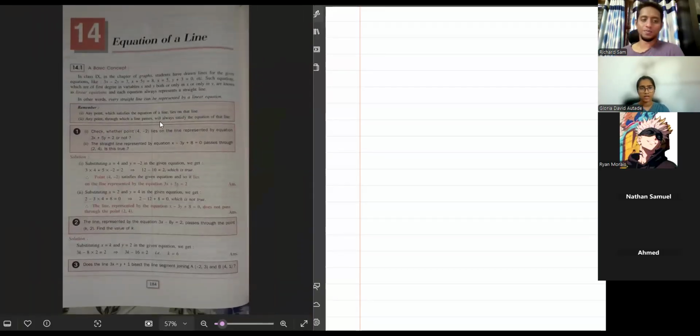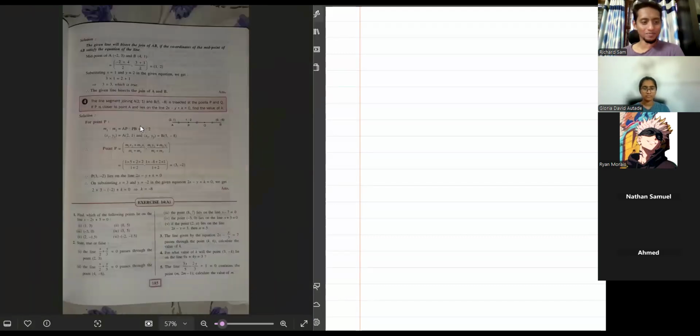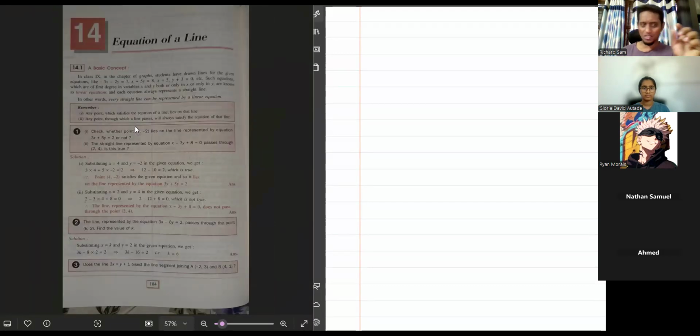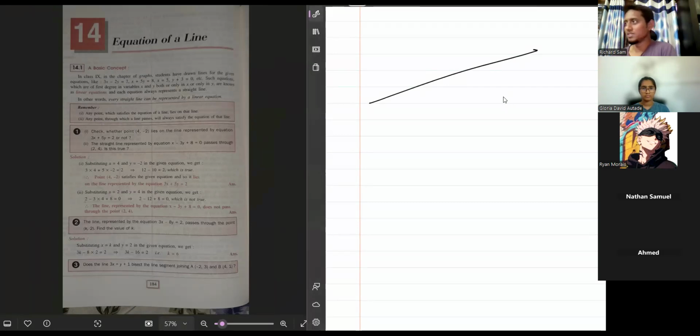Okay, so equation of a line, revision. What's the meaning of this equation of a line? What does it mean? It means every line has an equation. Now, if the line is parallel to the x-axis, how would its equation look?